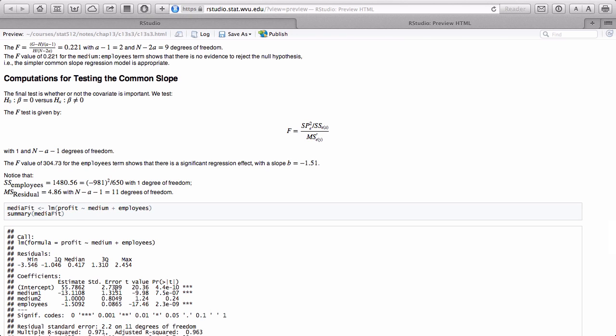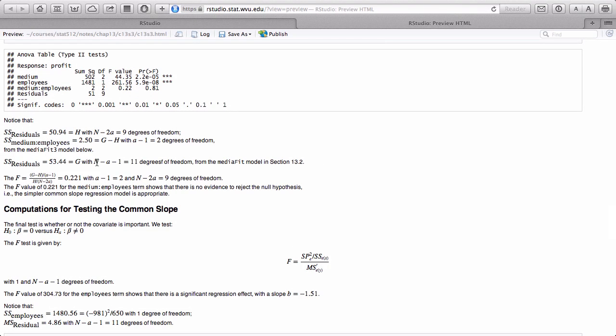And this was what we got before for the common slope model. And notice that this is the minus 1.5092. That's the common slope right here. Okay, well, let's go back and look. Remember I talked about the G and the H. And the H was the sum of squares about the individual regression lines. And that corresponds to these 9 degrees of freedom right here. And that corresponds to 51. More accurately, it's 50.94. So that's the residual about this interaction model.